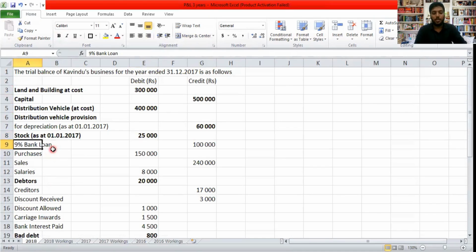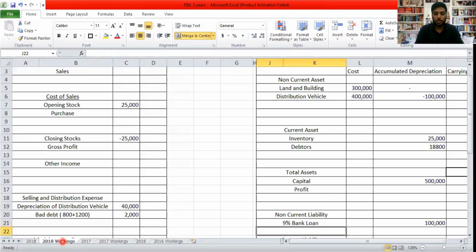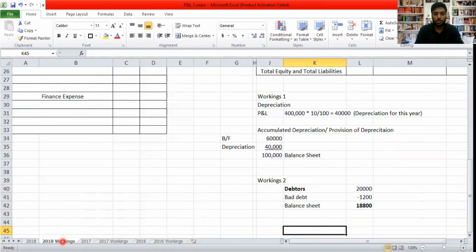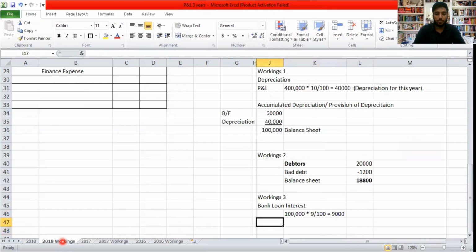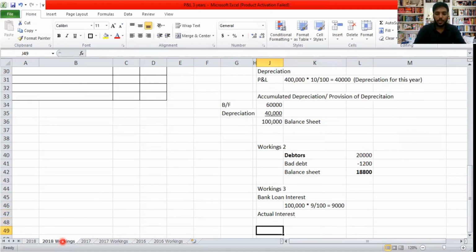What is the working? Because here we saw 9% bank loan is how much we need to pay. I'm going to do working number 3. So I'm going to do the bank loan adjustment working. Okay, I will consider this as bank loan interest. According to the calculation, there's 100,000 worth of bank loan. We need to find 9%. So 9% is 9,000. But actually, according to the trial balance, they have paid. This is the actual interest, 9,000.